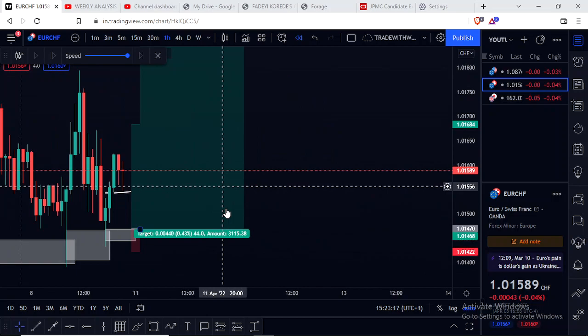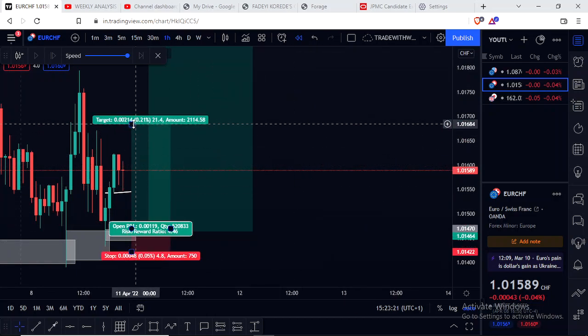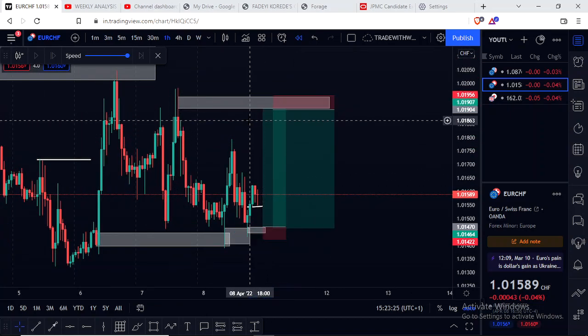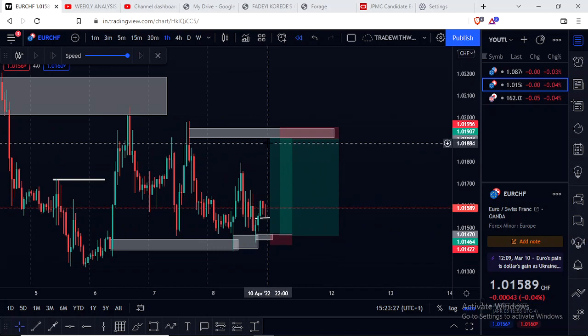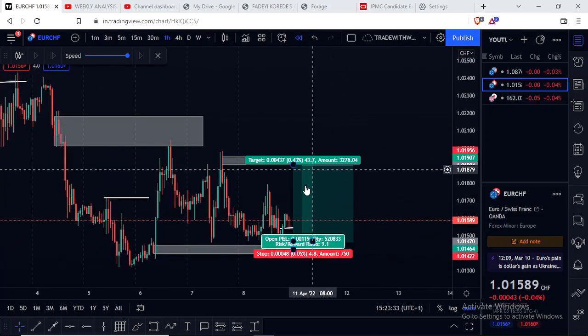We have buying opportunities and selling opportunities, but I don't really like the buying opportunities because the market is very, very bearish. For those who want to take counter trend trades, they can buy into this zone and then wait for the proper selling opportunities, and they'll take entries from there.